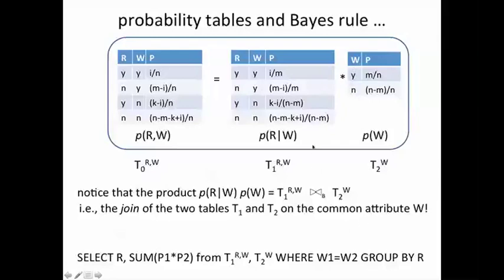by R. So essentially all we're saying is we're going to multiply i over m by m over n. Similarly, for the other case where R is yes, we'd also multiply k minus i by n minus m by the corresponding value in this table where W has the same value n, and then add this term and this term up, and you can easily verify that will give me k over n, which is the probability of rain being yes. Similarly, for the case of rain being no, one can work out that the result of the SQL will give the correct value n minus k over n.